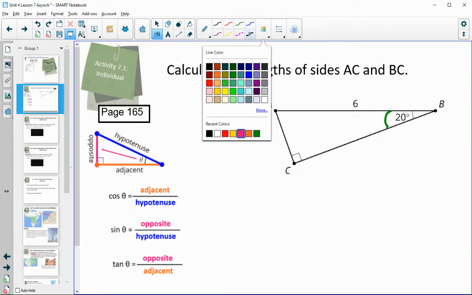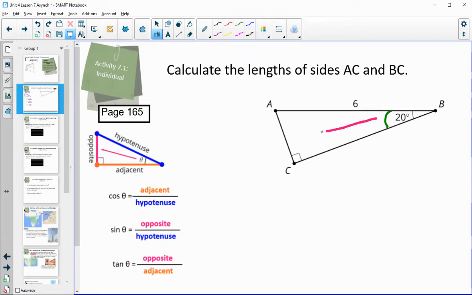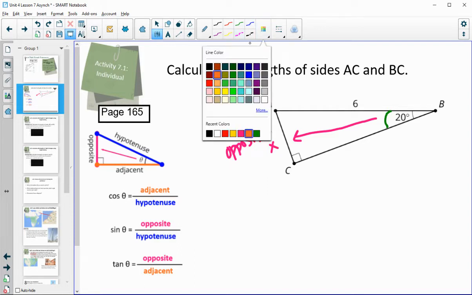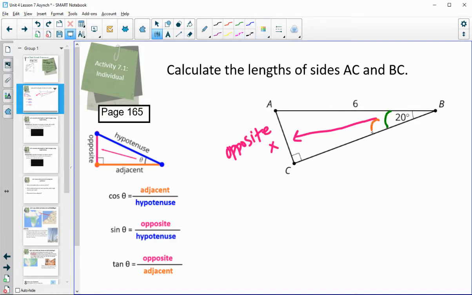Directly across from that angle is going to be considered the opposite side. I'm just going to call that X. And then right next to that side is the adjacent. I'm just going to call that Y, and this is the adjacent side. And across from the 90 is always the hypotenuse. So the 6 would be your hypotenuse.